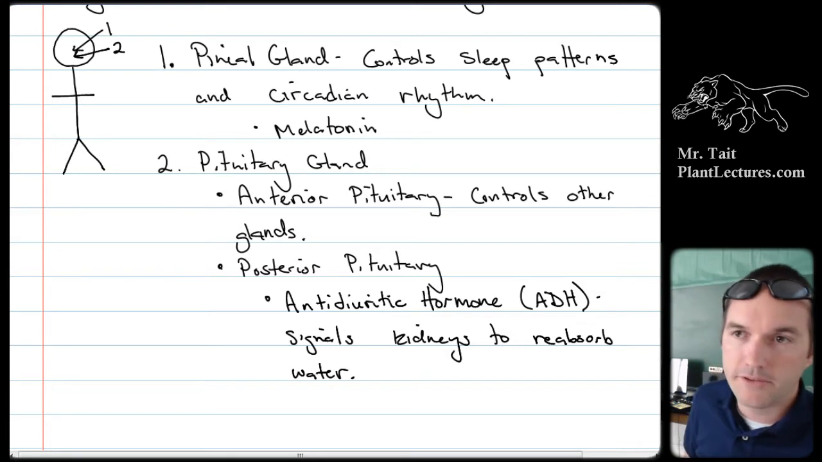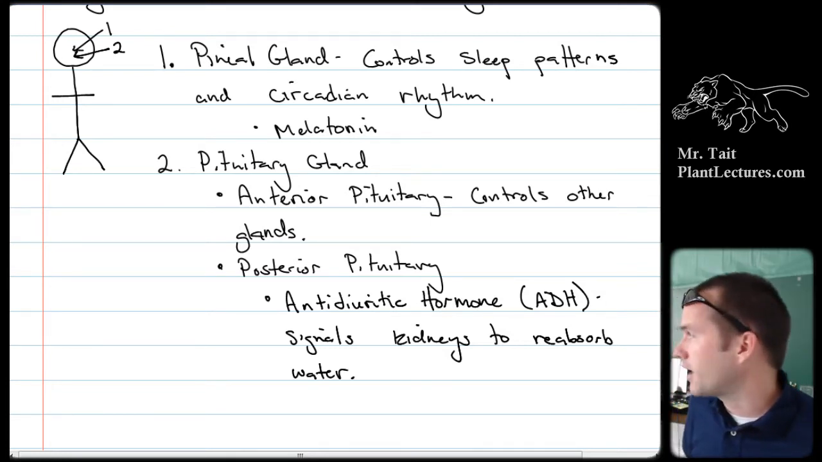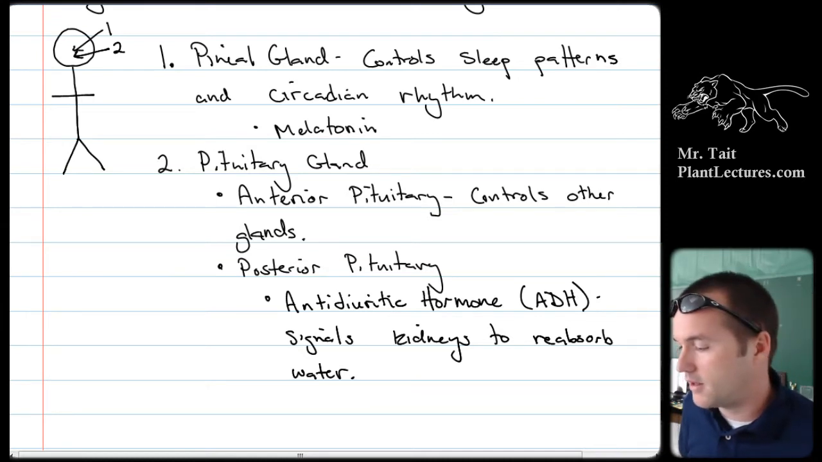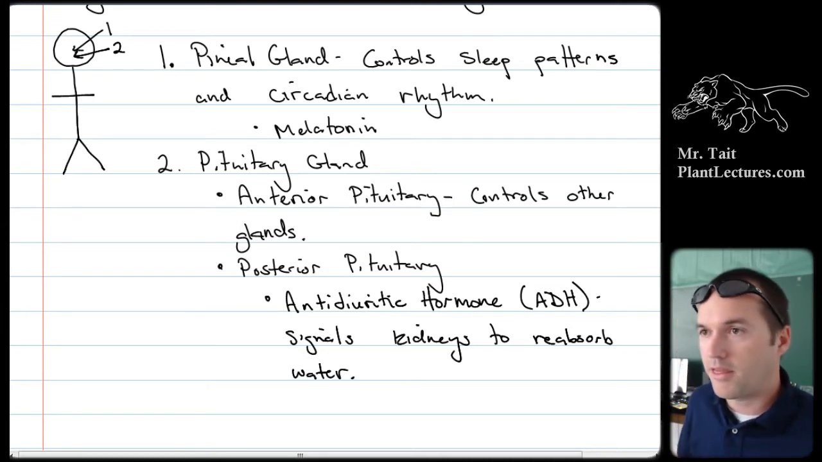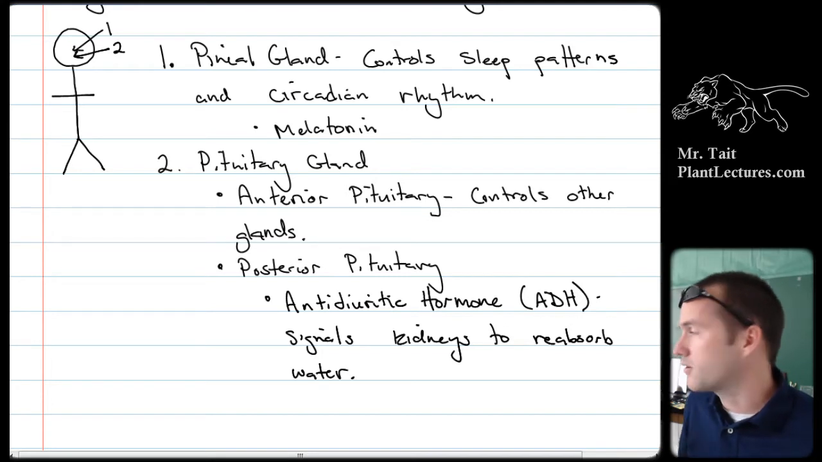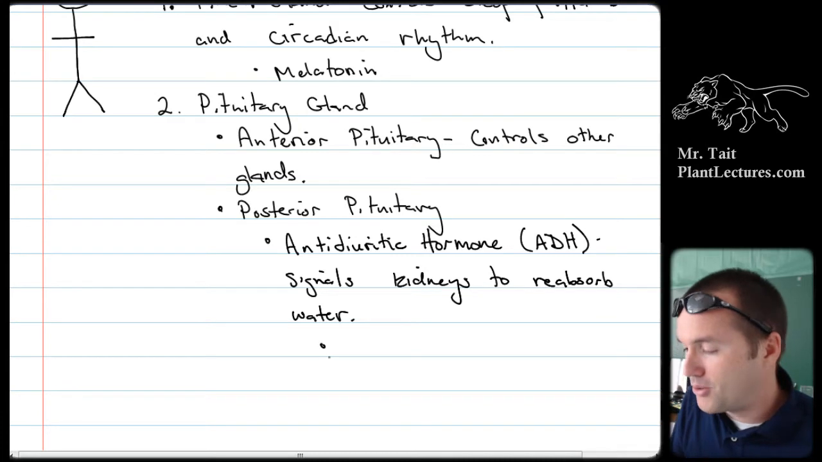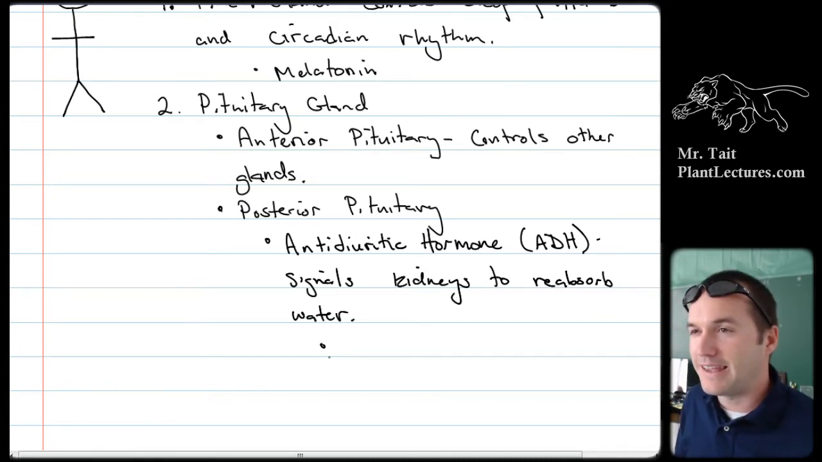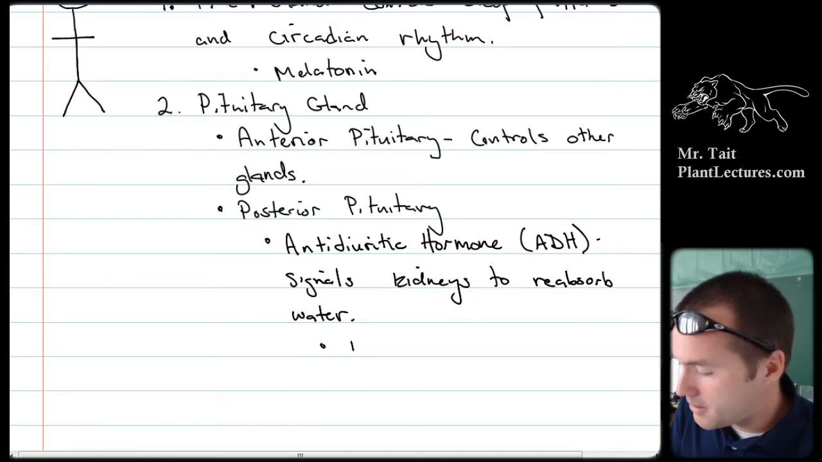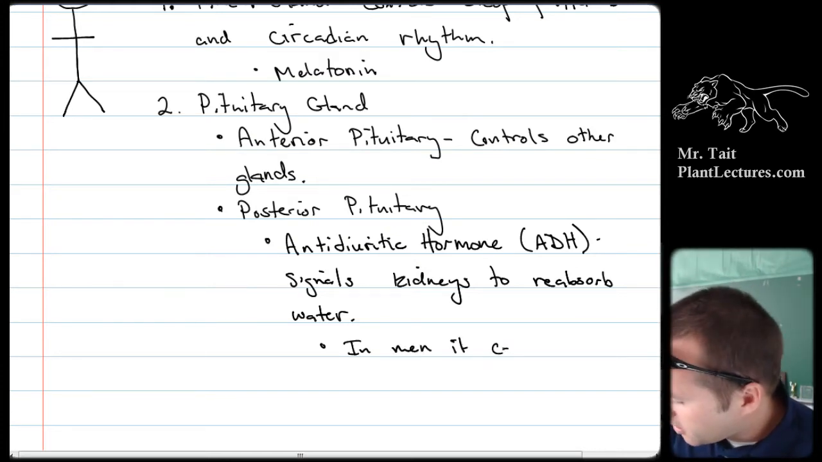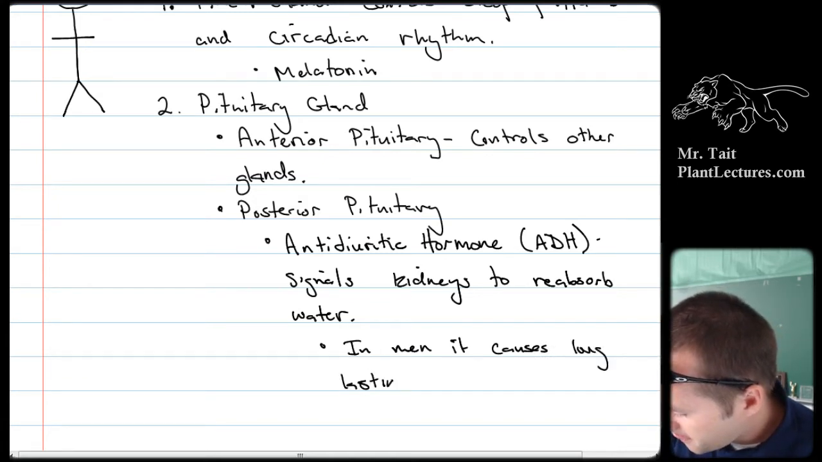So when you become dehydrated, when you haven't had a lot of water, there's a lot of antidiuretic hormone in the body. When you are running a lot or physically exerted, that's another thing that causes the release of ADH, which is then going to signal the kidneys that they need to reabsorb water. Another thing that ADH does, though, is very interesting. In men, not really in women, but in men, it causes long-lasting emotional bonds.